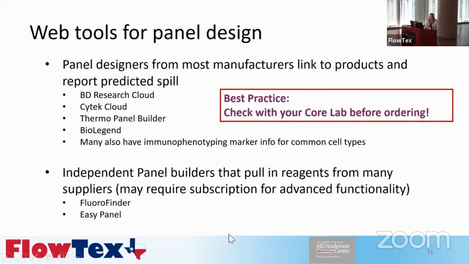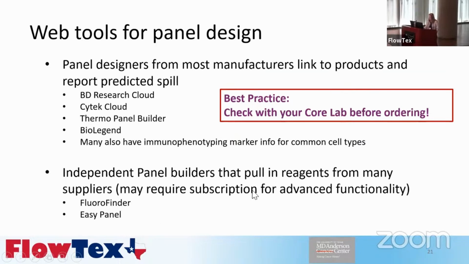Okay, lots of web tools for this. As I said, I'm not going to go through these web tools with you. There are tons of great tutorials, but most of the reagent suppliers have their own either panel builders or spectral viewers, and these will link into their catalogs and help you find reagents. Some of them have some great background information on protocols and also what markers are relevant to your cell types. So I encourage everybody to explore the vendor websites and see what information they can get.